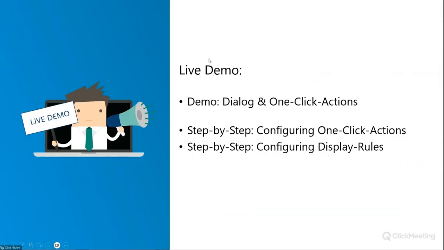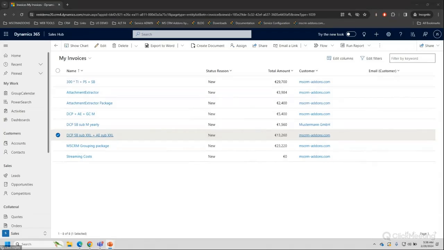Let's talk a little bit about our live demo. Today in the demonstration, we're of course looking at the dialogue and one-click actions. Step by step, we're going to configure a one-click action, show you the whole process, and then I'm going to show you how to configure some display rules. So let me flip over here to my Dynamics system real quick. As you can see, I'm on invoices.